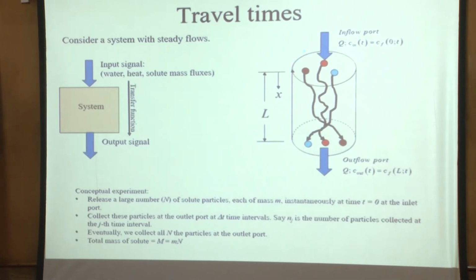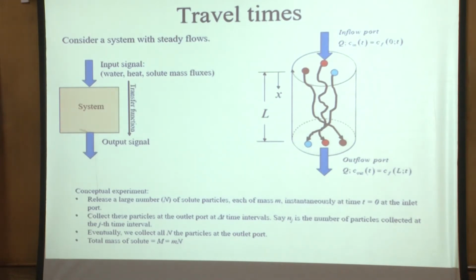So each of these particles is essentially traveling through our system. Even though our straight line distance is L, each of these particles is going to take some arbitrary path and eventually come out, right? And that is what is happening when we introduce solute at the inlet end. It goes through, and then some of it comes out, in time.